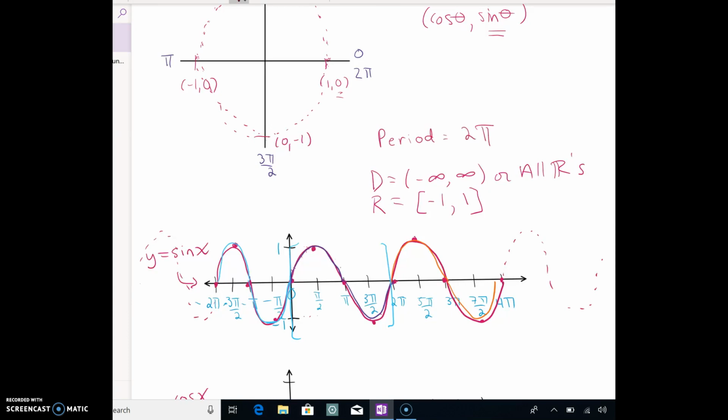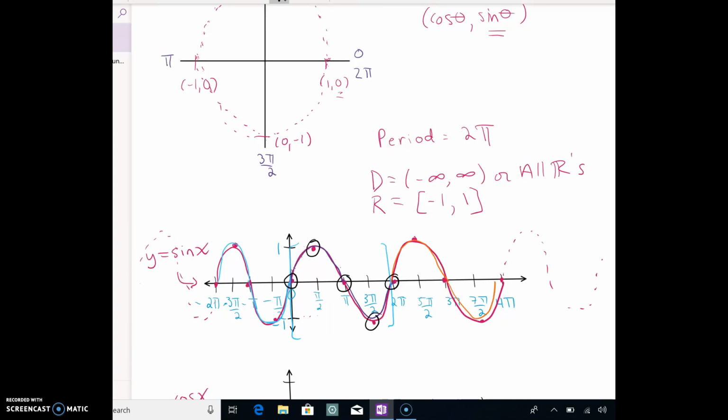Some other aspects that we want to talk about for sine. Notice on that 2 pi period, we have 3 x-intercepts. I have one here at 0, I have one here at pi, and I have one here at 2 pi. So we have 3 x-intercepts. And notice also that we have a maximum or a high point over here at 1, and we have a minimum or a low point here at 3 pi over 2.